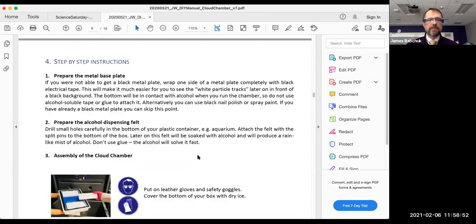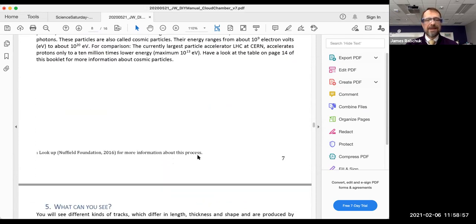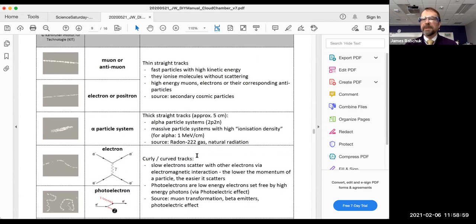So let me jump to the end here because it gives you a menagerie of the kinds of tracks and particles that you might see. Along a thin straight track is typically a muon or anti-muon. Even thinner would be an electron or positron. A very fat one would be an alpha particle. An alpha particle is made up of two protons and two neutrons. So it's got much more charge, and therefore it interacts much more strongly with its environment, and that's why it leaves a much fatter track.